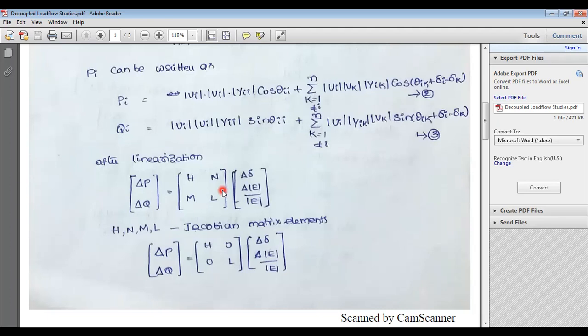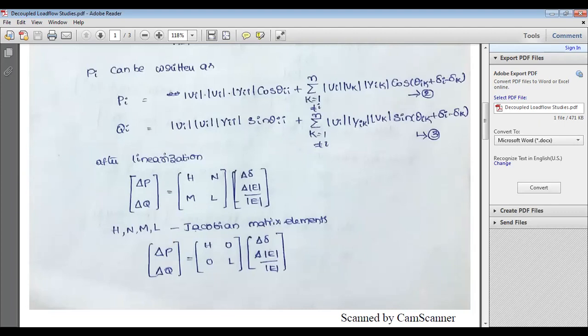As far as the linearization is concerned, we are expressing the voltage magnitudes in terms of differences, right? Now you see here, delta P, delta Q. This is exactly similar to the Newton-Raphson method. Please try to recollect the concept we studied in the Newton-Raphson method. Obviously, delta P, delta Q is equal to the Jacobian matrix multiplied by delta delta and delta V.